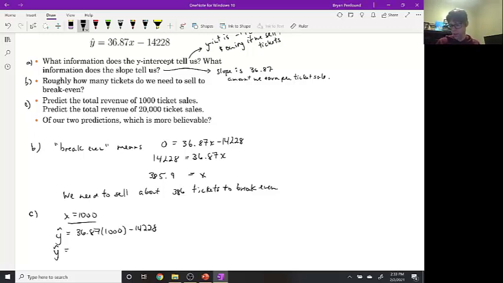Well, let's toss that into our calculator. So 3687 times 1,000 minus 14,228. So I get about $22,642. Now remember, this is something you can do in Microsoft Excel if you have your data, like the full data set, using the forecast.linear command. So we're just doing it by hand in this particular instance because I already have my model and I can just sub X into that model and get a pretty good idea of what that answer should be.